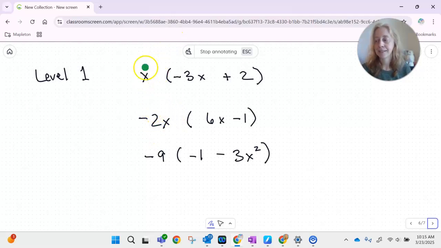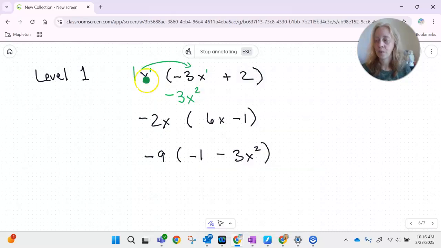So our x is getting multiplied by our first term, negative 3x. This time, since we don't have a coefficient in front of this x, we're going to pretend that this is a 1. So 1 times negative 3 is negative 3. And x times x, remember we add these exponents. 1 plus 1 is 2. So this is x squared.